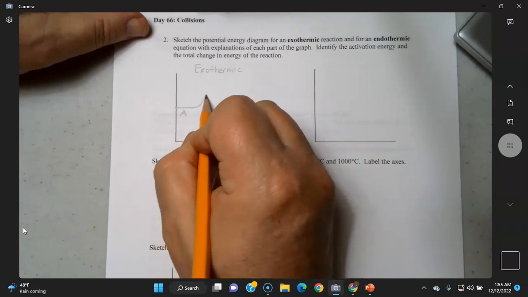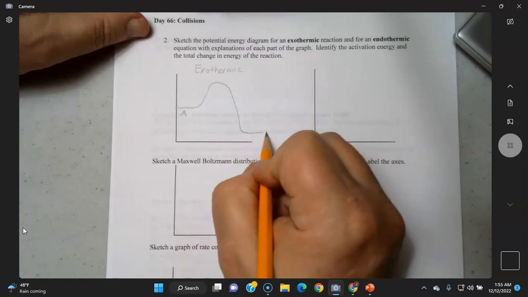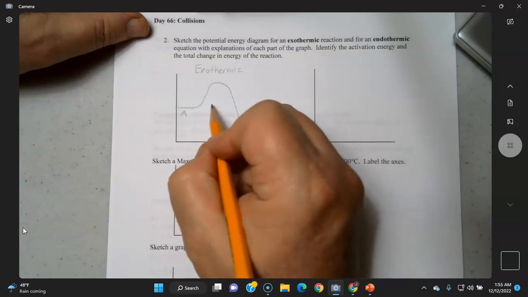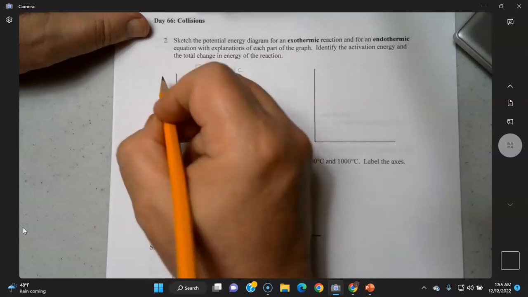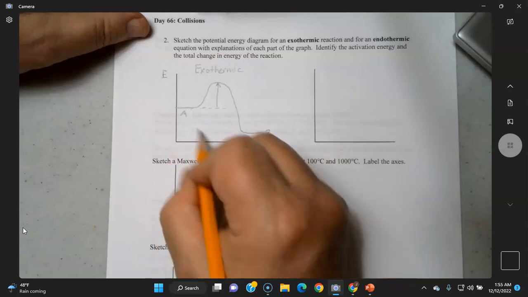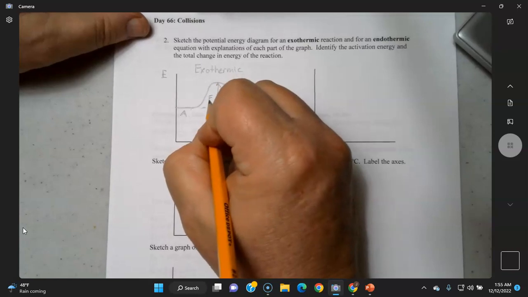It's going to go up. It's going to come down. And the energy level over here for product B is going to be lower. Okay, so this is the activation energy, EA, is the difference between, this is energy on this diagram, and this is time as the reaction runs. So the activation energy is EA.